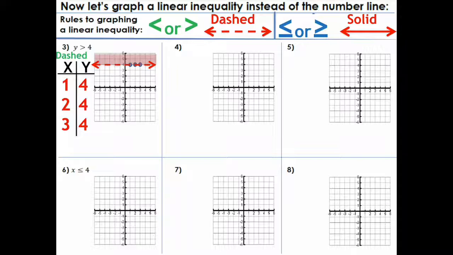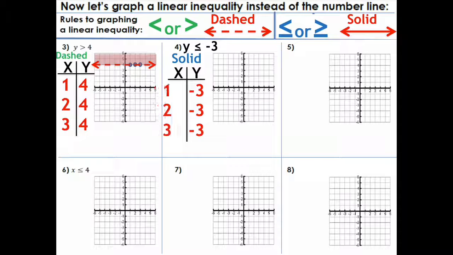All right, for the next one, we have y is less than or equal to negative 3. So first of all, is this a dashed or solid line? This is a solid line because we have an or equal to bar. Now when we make this XY chart, we're going to put negative 3 in the y's, because up here it does say y is less than or equal to negative 3, so the negative 3 is repeated in the y. Again, x can be anything you want. Let's just make it easy and make it 1, 2, 3.